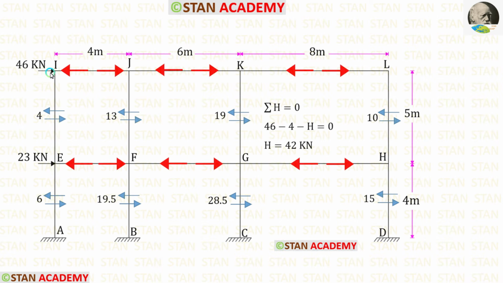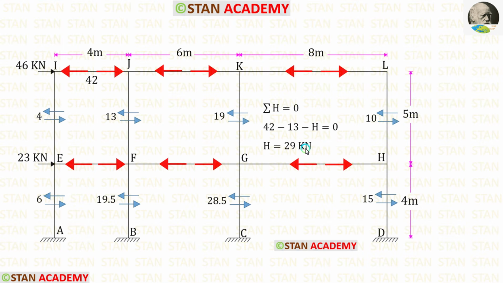Now let us take the joint I. In this joint, let us apply the rule sigma H is equal to 0. 46 is acting towards the right side, so that will be positive. The shear force 4 is acting towards the left side, so that will be negative. Let us keep the axial force as H. It is acting towards the left side, so it is also negative. Finally, for H, we are getting 42 kilonewton. Let us apply that.